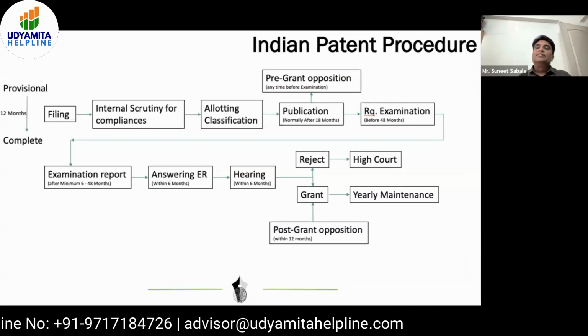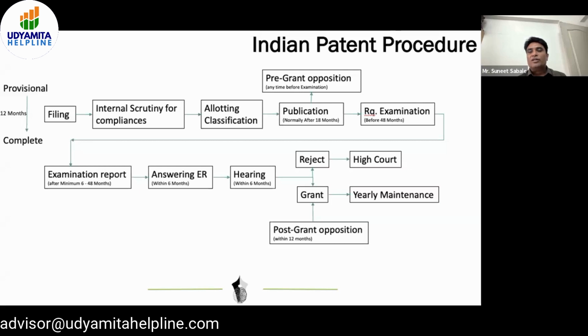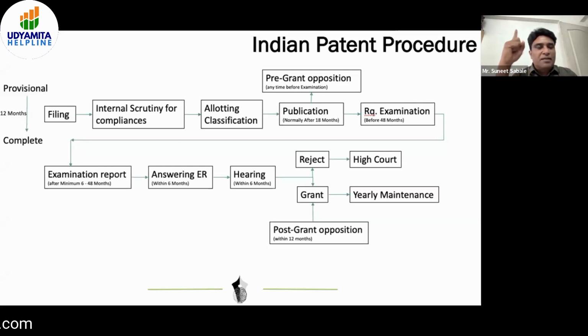So this is the general process of patent filing followed by the Indian Patent Office. The first step should always be to conduct a patentability search and then go for filing. If you don't have time, if you want to launch a product immediately, at least file a provisional application. After filing a provisional application, you get 12 months to file a complete specification.